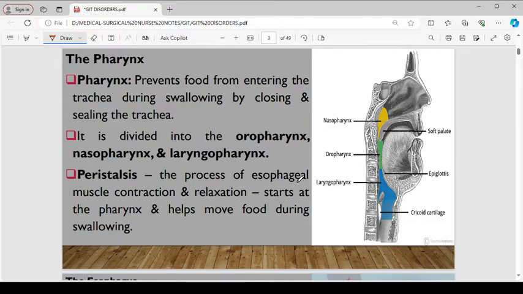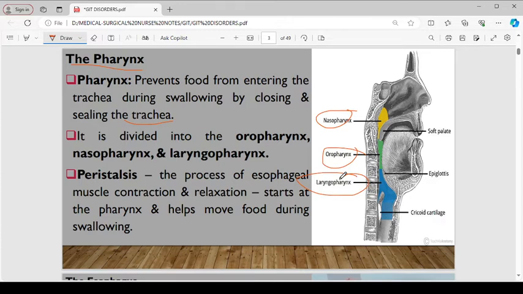From the mouth we go to the pharynx, and this is the second part just after the mouth. So this pharynx prevents food from entering the trachea when you are swallowing, and this is done by closing and sealing the trachea. The pharynx is divided into three sections. We have the oropharynx, the nasopharynx, and the laryngopharynx. Guys, a link will be popping up on pharyngitis. You can review it to understand pharyngitis better.